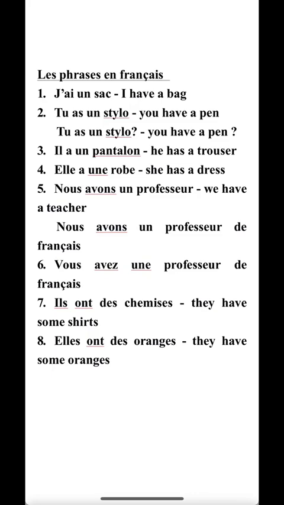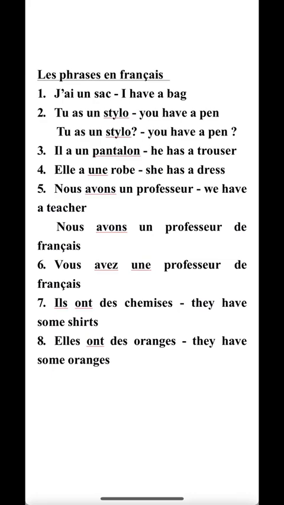Alright, number one says, j'ai un sac. J'ai un sac means I have a bag. And number two says, tu as un stylo. Tu as un stylo. You have a pen. You can also use this to ask a question like, tu as un stylo? You have a pen? Alright, so number three says, il a un pantalon. Il a un pantalon. He has a trouser. Elle a une robe. That's number four. Elle a une robe. She has a dress.